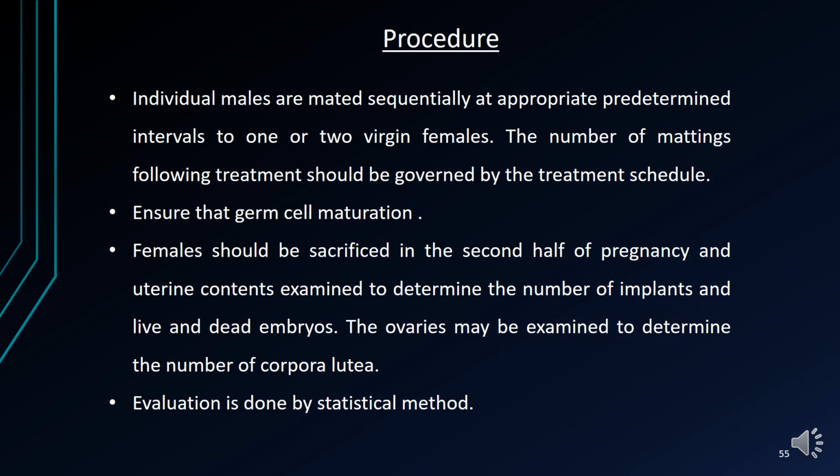Procedure for this: first, the individual males are mated sequentially at an appropriate predetermined interval to one or two virgin females. The number of matings following the treatment should be governed by the treatment schedule. Then ensure that the germ cells are mutated. Then females should be sacrificed in the second half of pregnancy and uterine contents examined to determine the number of implants, live and dead embryos. The ovaries may be examined to determine the number of corpora lutea. Then evaluation is done by statistical methods.